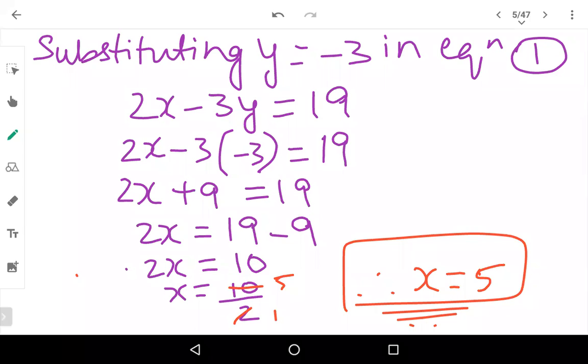Okay, so this completes our method of elimination. We have eliminated x variable, we found the value of y. Later we are substituting that value of y in the equation to find the value of x. Clear? Understood? Yes. Okay.